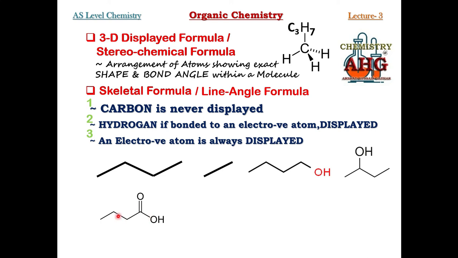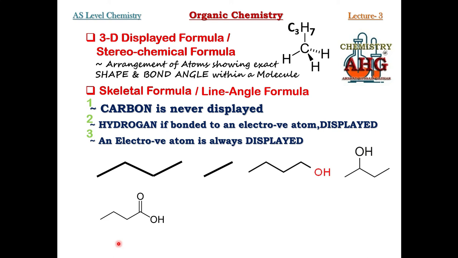What you can see? Carbon and hydrogen not displayed, carbon and hydrogen not displayed, carbon alone not displayed, but electronegative oxygen is being displayed. Electronegative oxygen and the hydrogen bonded to that oxygen, it is being displayed. So you can see we are following these three simple pieces of information. So this is the skeletal formula for butanoic acid.